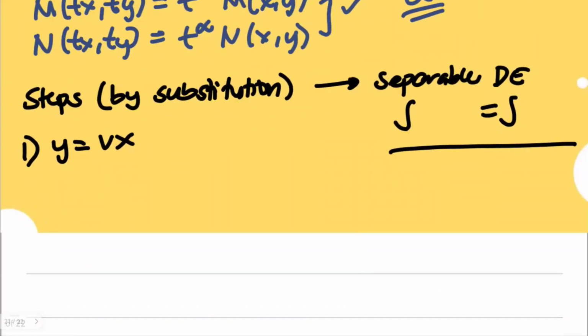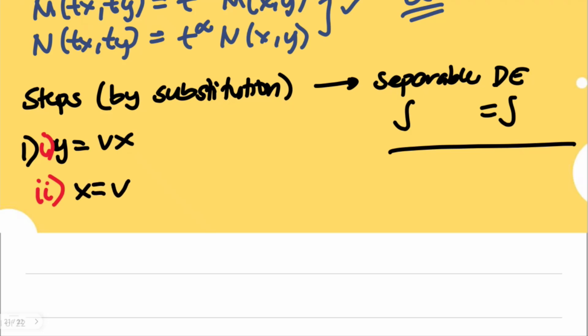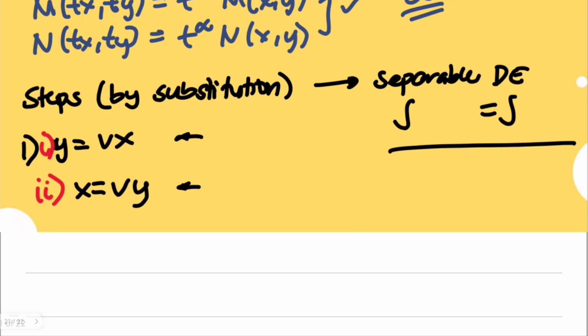The second idea, let me just use here double I, is the other way around. Let's have x is equal to vy. So we are going to express x in terms of v and y in our entire equation. You can only choose one, it's up to you. Now, the next step here is that when you decide on I or double I, you will also have different results.